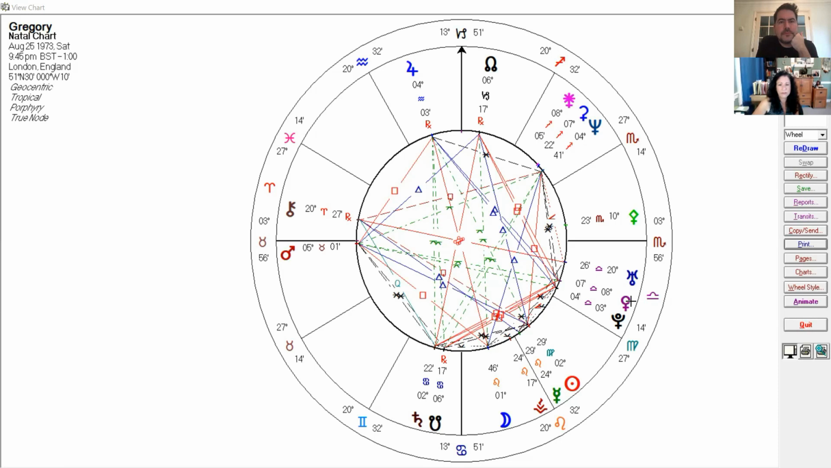And the stress of feeling the pressure of: is that going to upset other people? Are they going to be mad at me? Are they going to be unhappy? Are they going to not like me? This creates stress for a Pluto-Venus conjunction in Libra in the 6th, right?